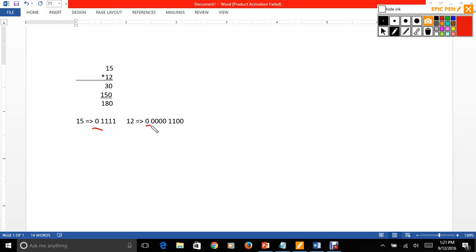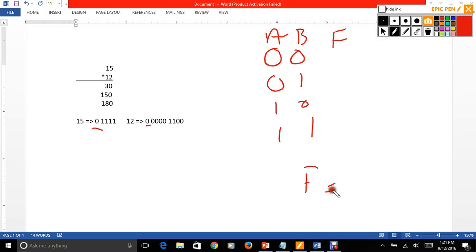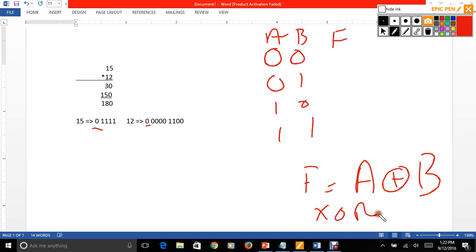Exactly. So exclusive OR, the logic is 0, 0. We have A and B inputs: 0, 1, 1, 0, and 1, 1. You all remember truth tables, right? So F is the function A XOR B. When I say XOR, it means exclusive OR.